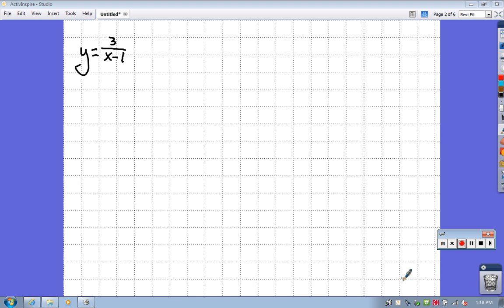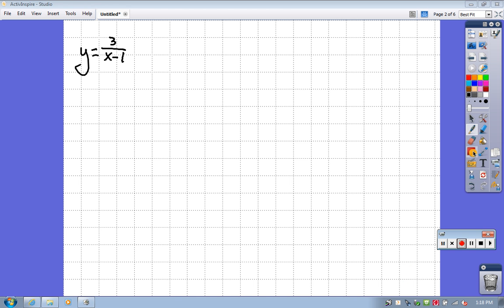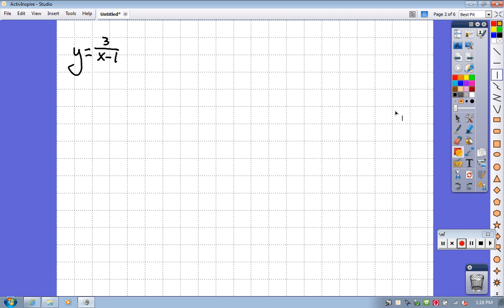All right, I hope that it went well. Here is how I would go about graphing this. I'm going to put in my y-axis. I'm going to put in my x-axis.